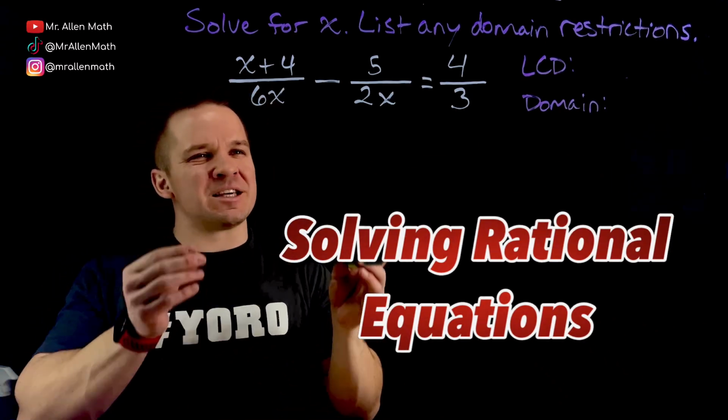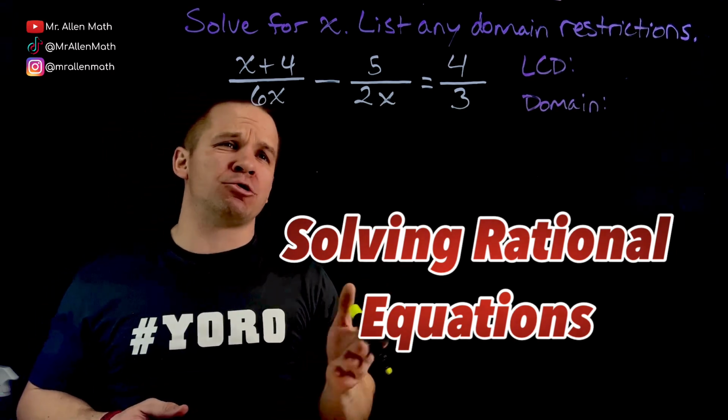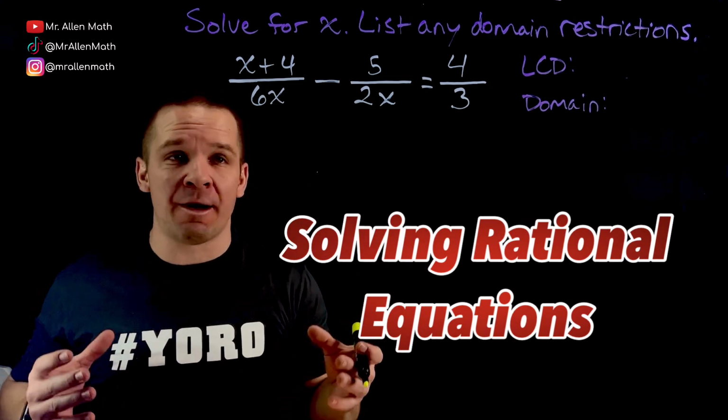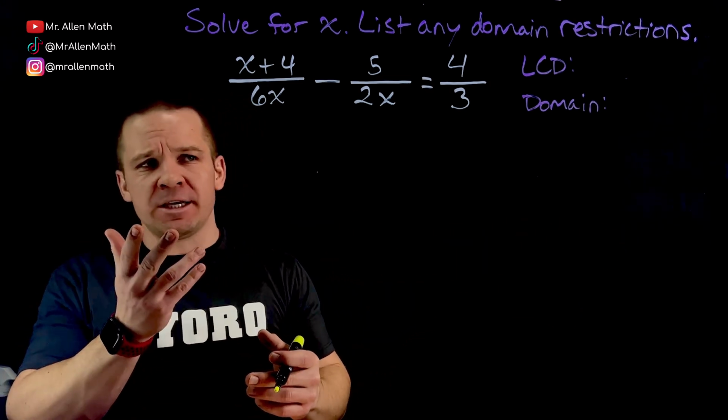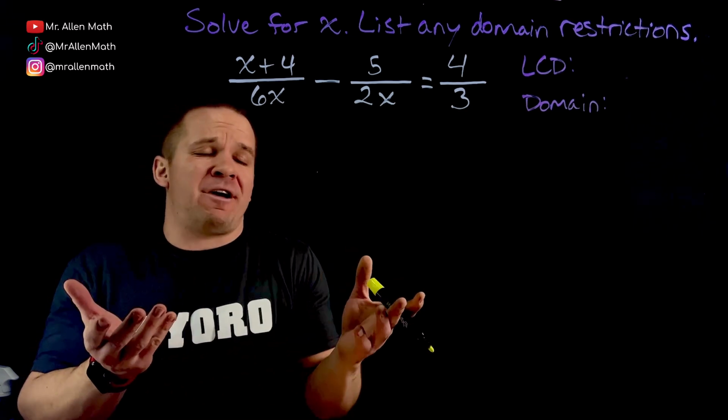We're about to solve this rational equation for x, and we're going to list any domain restrictions. Now, with solving rational equations, I've got to get a common denominator. So let's see here. No factoring is involved with this one when I find my common denominator. I can't factor anything here.